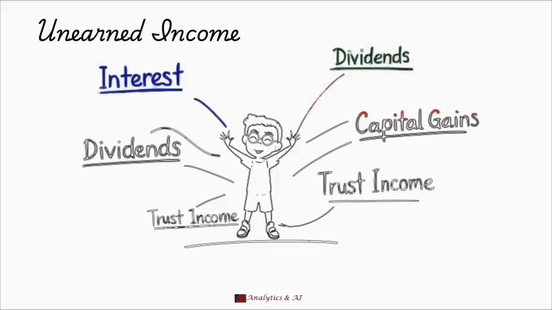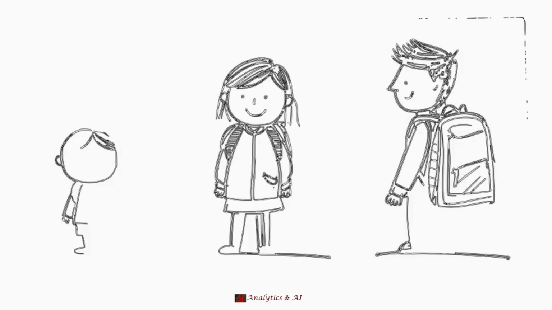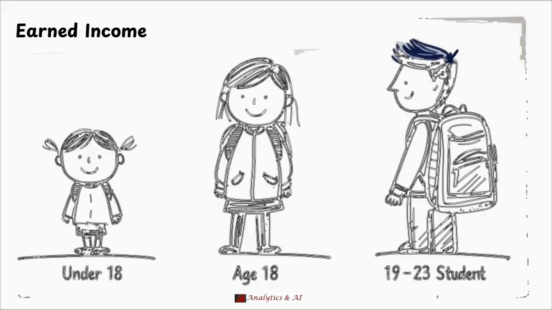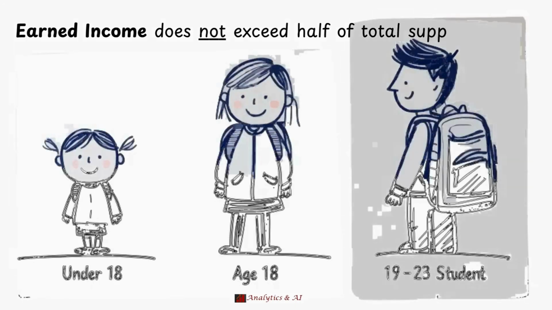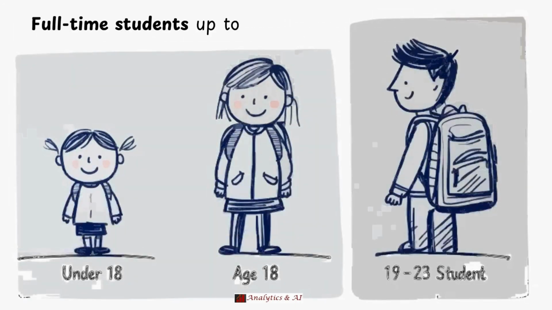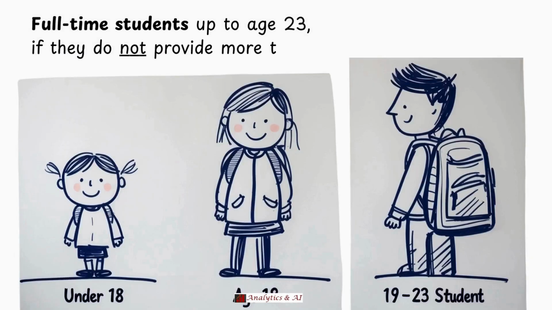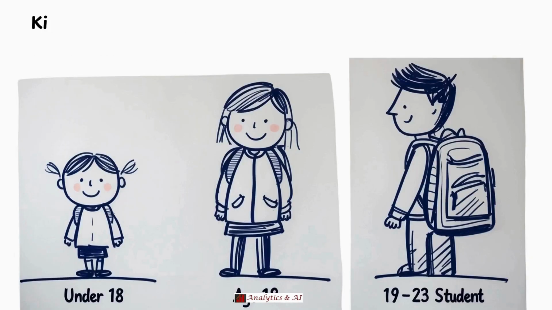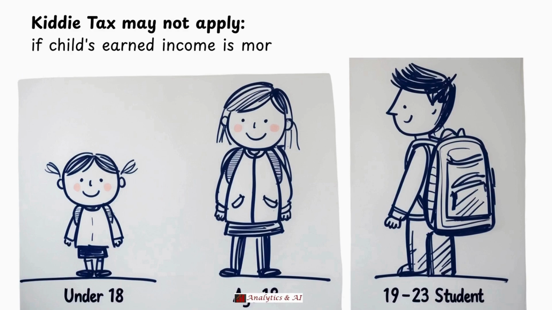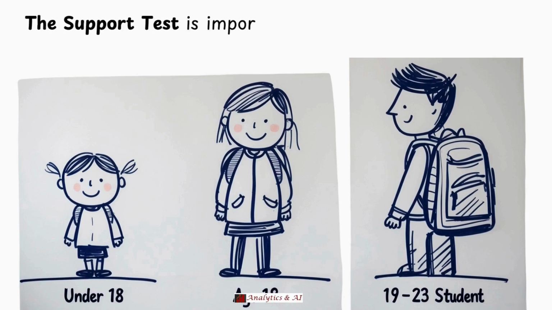The kiddie tax applies to most children under age 18, or turning 18 at the end of the tax year, and whose earned income doesn't exceed half of their total support. Or full-time students up to age 23, if they don't provide more than half of their own support. Note that the kiddie tax may not apply if the child's earned income is more than half their support. The support test is important for the age 18 to 23 student rule.